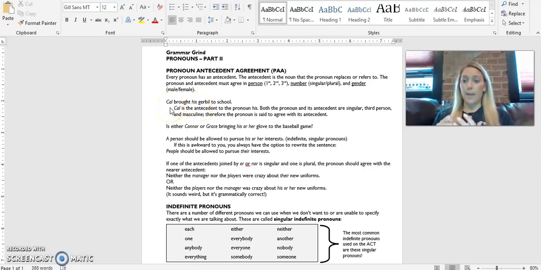Also number, is Cal singular or plural? Cal is singular. We're talking about one person. We're talking about one Cal. So is his. His is also a singular pronoun, right?